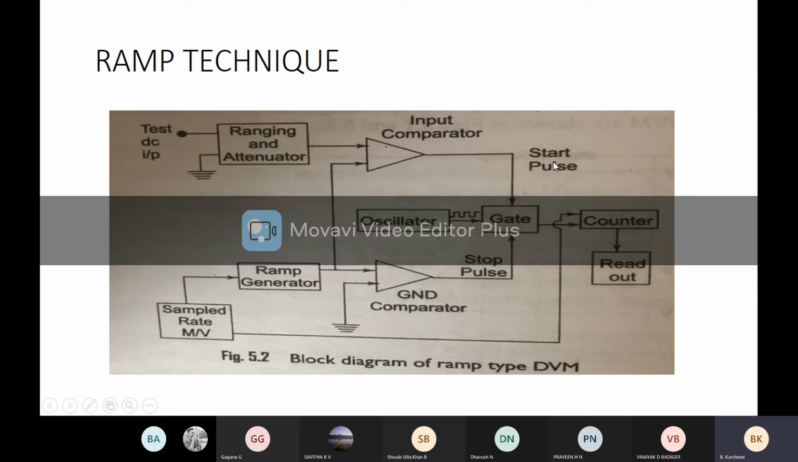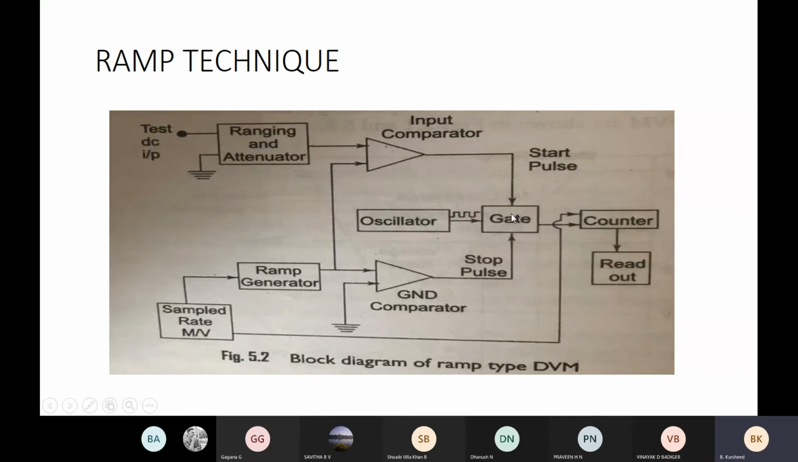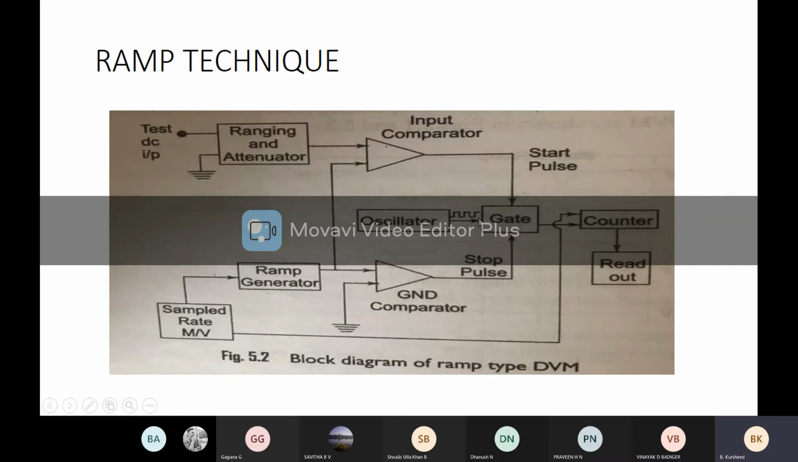Then it will generate a start pulse. This start pulse will trigger the gate. Triggering the gate means the gate will be on. If the gate is on, the oscillator will generate pulses. These pulses will be counted by the counter.